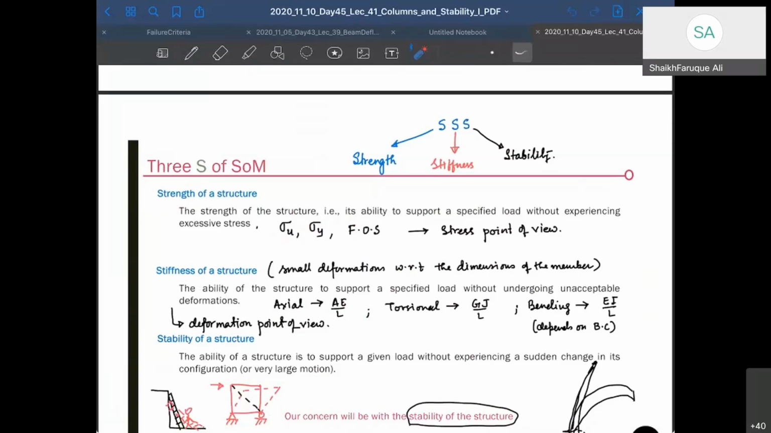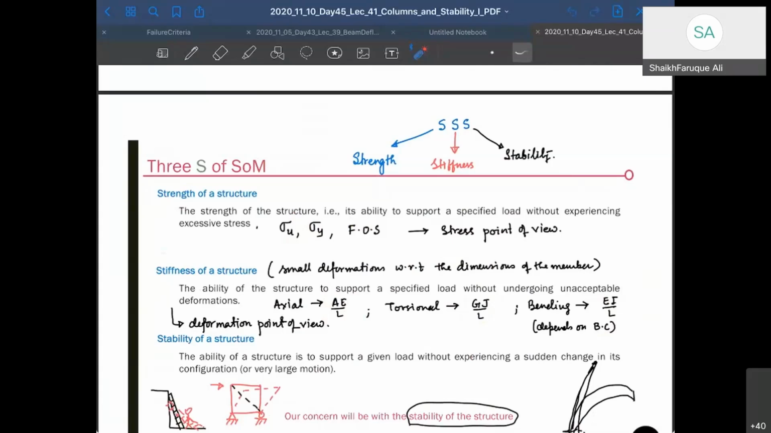There is another thing I said, the stiffness point of view, right? The stiffness of a structure is measured because of its geometric deformations. It comes because of the boundary conditions of the structures. For axial structures, it is AE by L. For torsional, it is GJ by L, and for bending, it is EI by L. It depends on boundary condition. Again, as I said, for bending, boundary conditions are different, and therefore your stiffness will be different, right?